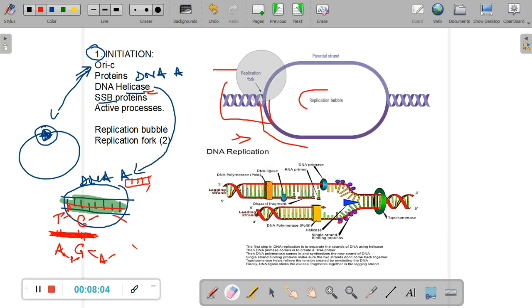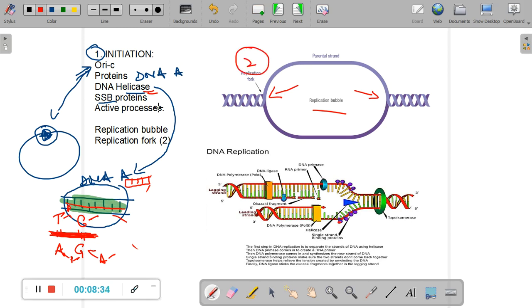The process of initiation is brought about by the protein called DNA A. If you don't remember the name, you will at least have to remember that certain proteins are involved in the identification of this ORIC. And DNA helicase opens up, or splits, the strand into two by breaking the hydrogen bonds. The structure that appears like a bubble is called the replication bubble, and each of the two ends is called a replication fork. So the process of initiation generates two replication forks, and this is an active process that requires a lot of energy. So two replication forks have been formed.